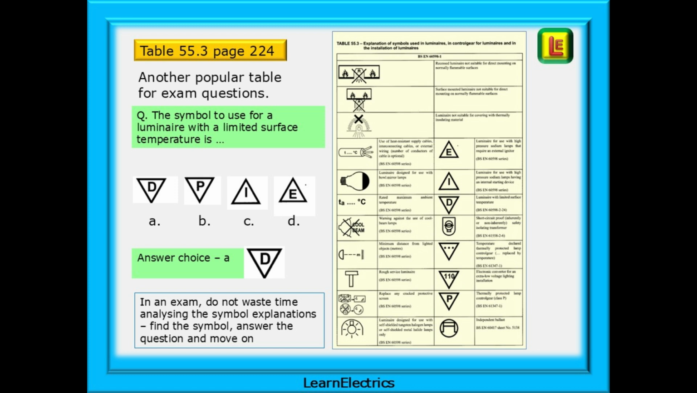Which one matches the words? Easy. Just take each symbol in turn and read the wording that goes with it. Here we have symbol A as the correct answer. Another tip for exams: in an exam, do not waste time analysing the symbol explanations. Find the symbol, answer the question, move on.